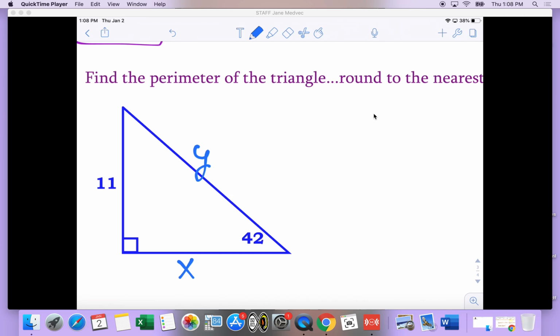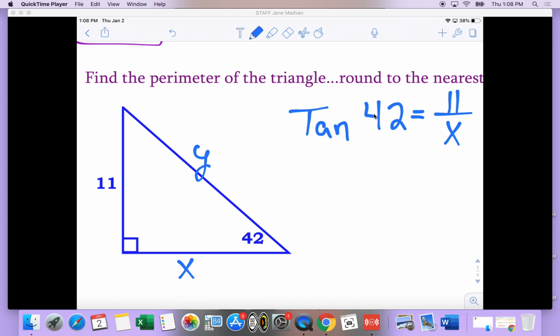Okay, so I can't use Pythagorean theorem. I can't do the 45, 45, 90 or 30, 60, 90s, because this is a 42-degree angle. That's why we have trig. That's why we have its use. Okay, so I'm going to go tangent of what? 42, that's the angle they gave me, equals, what's the opposite? 11. What's my adjacent? It's x.